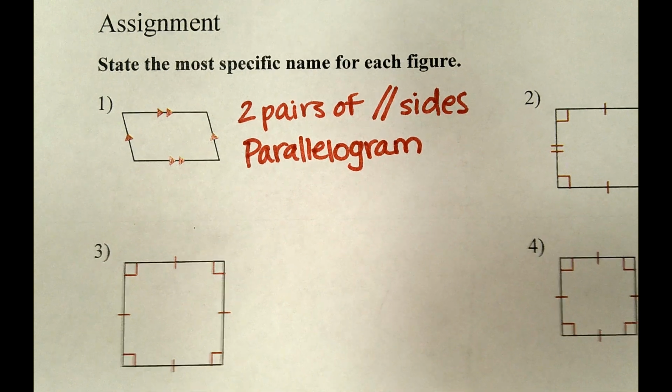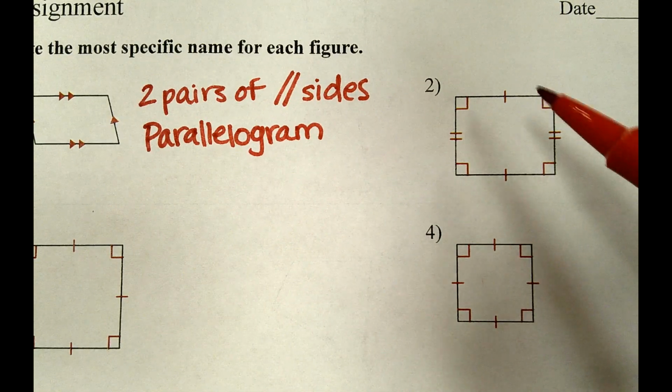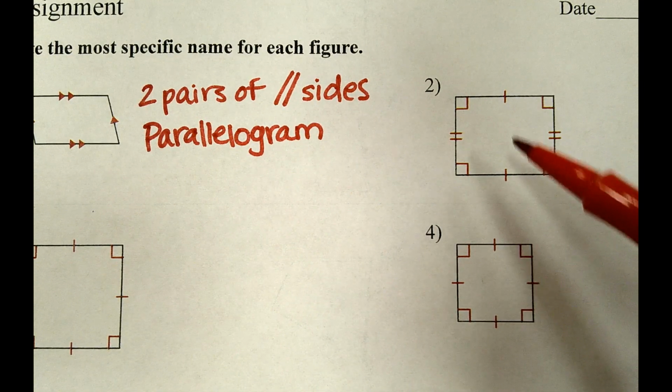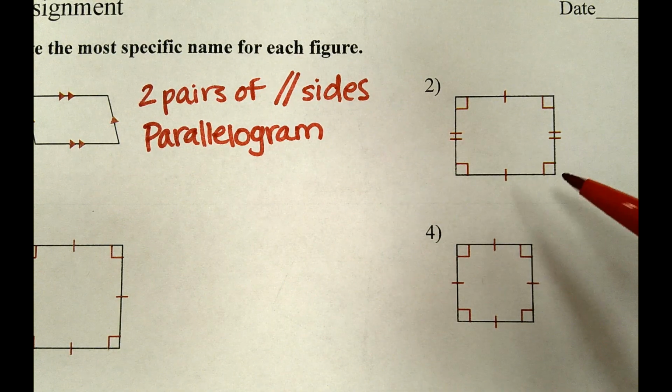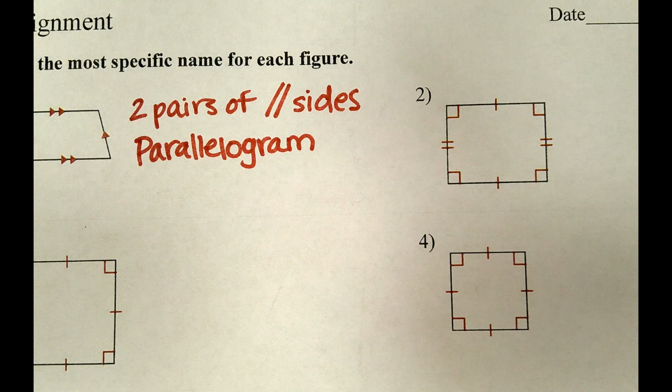Good. Now, number 2. I see my opposite sides are equal to each other. I see I have 4 90-degree angles. What's the most specific name I could give this shape for number 2?